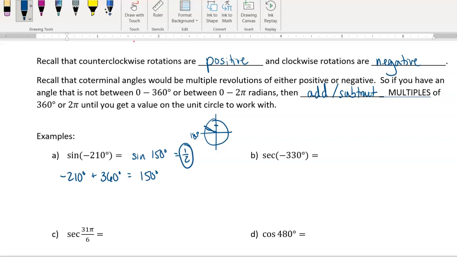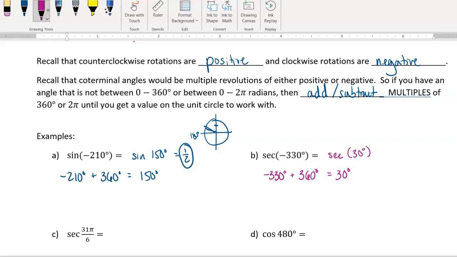All right, let's look at the secant of negative 330. The first thing I do is recognize that negative 330 is not between 0 and 360 that I have memorized. So I'm going to change that by adding 360, and I get 30 degrees. So that means the secant of negative 330 is coterminal with 30 degrees. So we want to find out, what's the secant of 30 degrees?